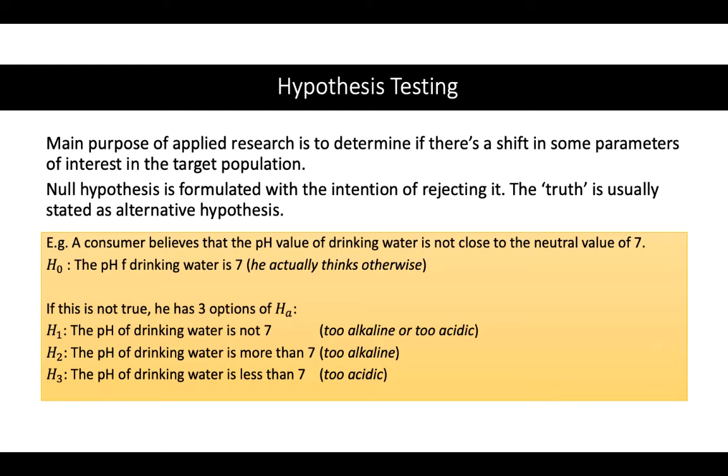Here's an example of our hypothesis testing. A consumer believes that the pH value of drinking water is not close to the neutral value of 7. So the H0 is: the pH of drinking water is 7. If this is not true, he has three options, so he has three alternative hypotheses: the pH of drinking water is not 7, the pH of the drinking water is more than 7, or the pH of drinking water is less than 7.